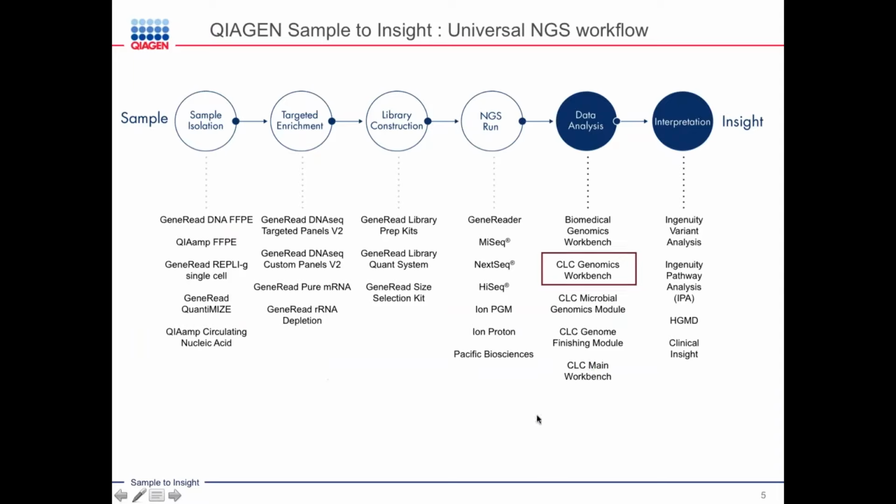And at QIAGEN, we have tools for all these steps. So we truly have a sample to insight workflow. We have kits for sample isolation, target enrichment, library. Then we have the GeneReader as a sequencing machine, and then we have data analysis tools and interpretation tools. So we have a true sample to insight workflow. And the focus of today's topic, the Genomics Workbench, sits under the data analysis bucket. But we do truly have tools for sample to insight, right from sample isolation all the way to interpretation.